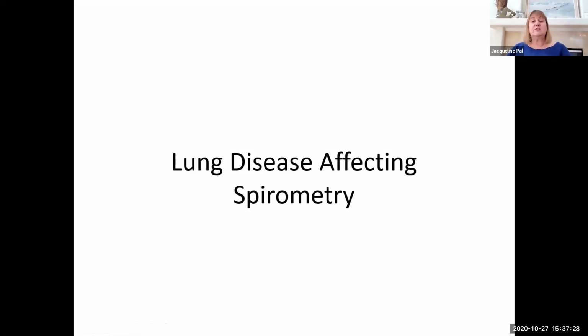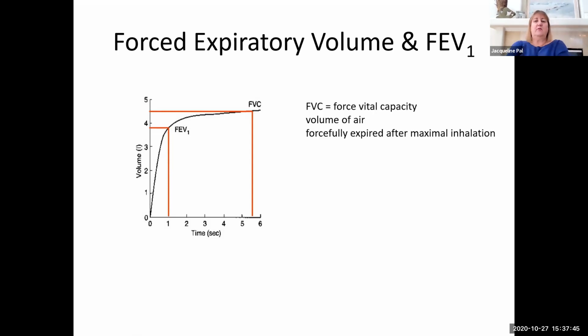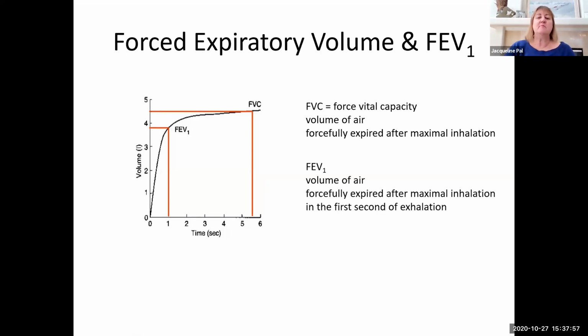Welcome back. In this section of the respiratory anatomy and physiology, we're going to be looking at lung diseases that affect spirometry readings. Just to refresh your memory for a second, we have forced expiratory volumes, forced vital capacities, and FEV1. The forced vital capacity is the volume of air that you can forcibly exhale after a maximum inhalation. And the amount that you can do in the first second is called the FEV1.